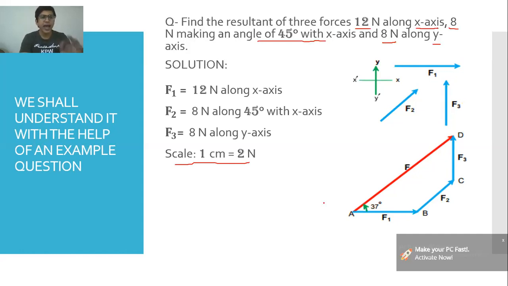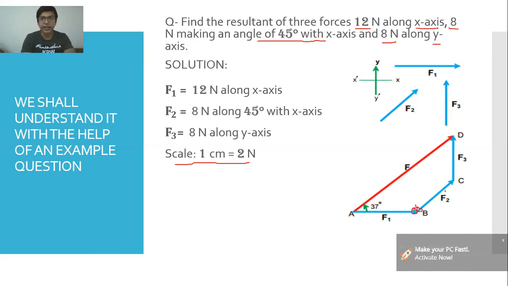So I have added it by graphical method. Here you could see that this is the first force along x-axis. I have joined the second vector. How? The head of the first vector is joined with the tail of the second vector. Okay, this is the head of the first vector and this is the tail of the second vector.